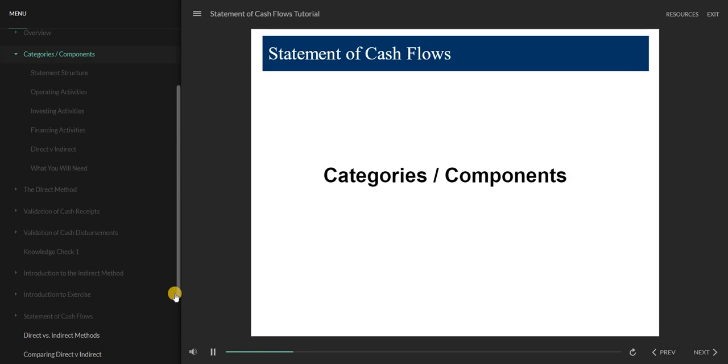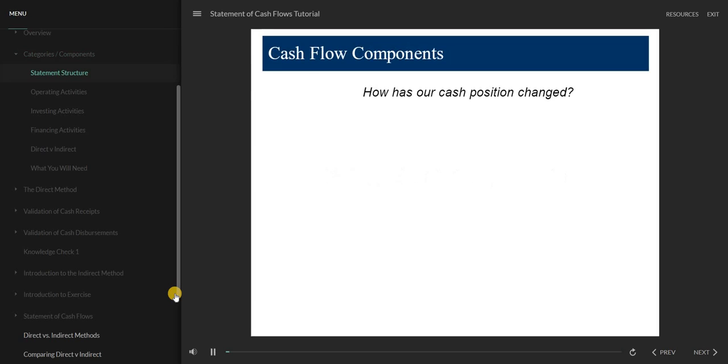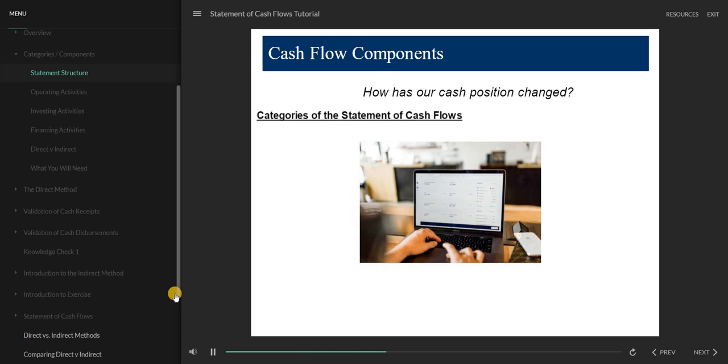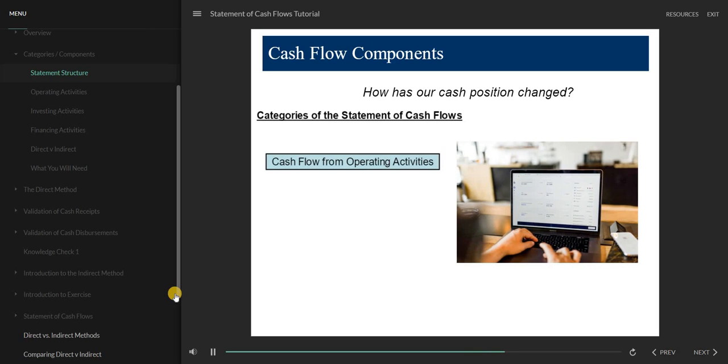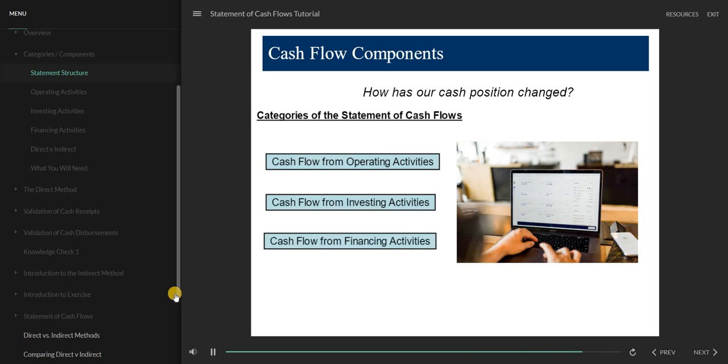Let's begin looking at our statement of cash flows by taking a look at the categories and components involved in the statement of cash flows. To answer how our cash position has changed, the statement of cash flows will follow a very specific structure in classifying cash movement. The cash movement or cash flow will be broken down into three categories: cash flow from operating activities, cash flow from investing activities, and cash flow from financing activities.